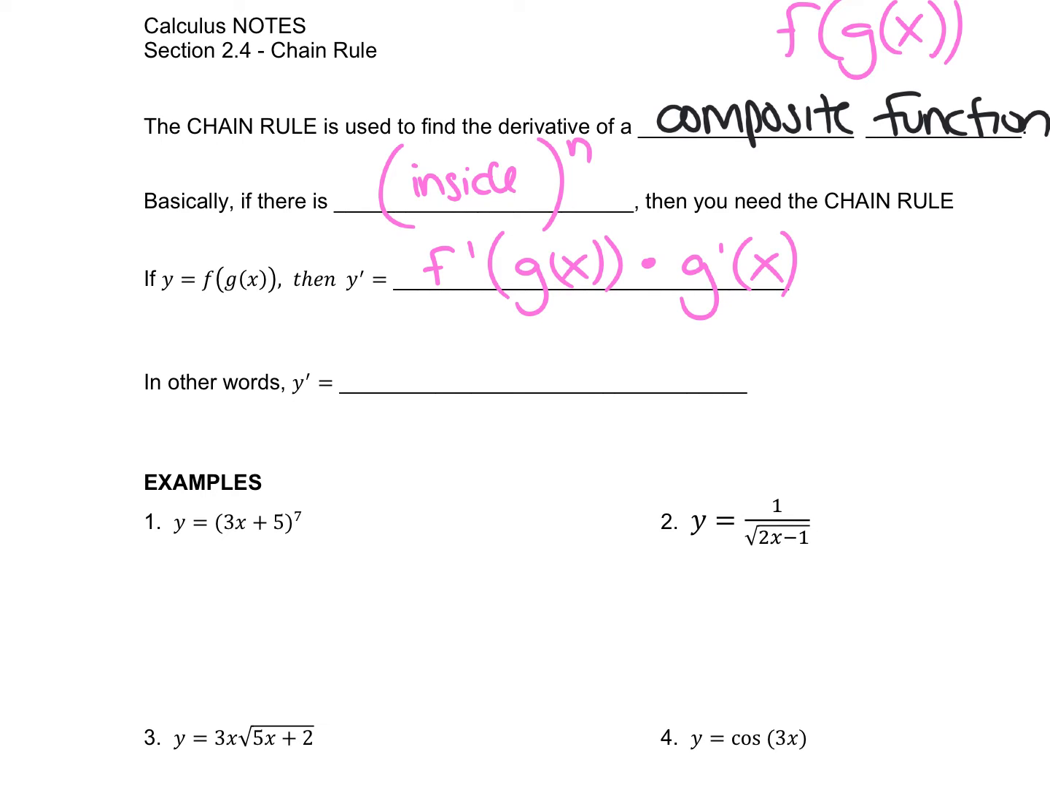In other words, just in English, like when I memorized the product and quotient rule, I memorized an English version, like derivative of the first times the second and so on. Basically what you're doing here is the derivative of the outside function. Sorry, I need my English version. You're going to do the derivative of the outside function and multiply it by the derivative of the inside function, which is my derivative notation there. I don't like that. That looks bad. All right.